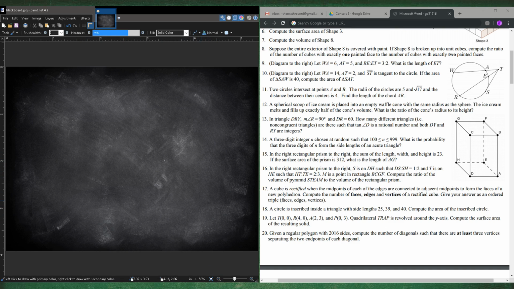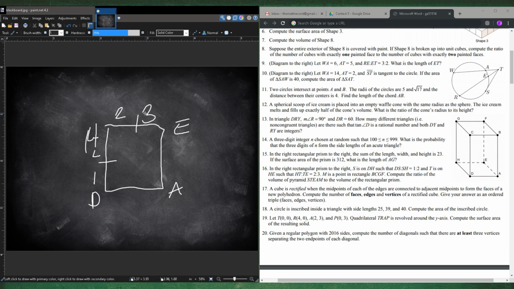Question 16. In the right rectangular prism to the right, S is on DH such that DS to SH is 1 to 2, and T is on EA. Okay, so it's on the bottom square. So let's draw that out. So you have D, H, E, and A. And they say S is right here, and T is right here. And it's in ratio 1 to 2, and this ratio is 2 to 3.